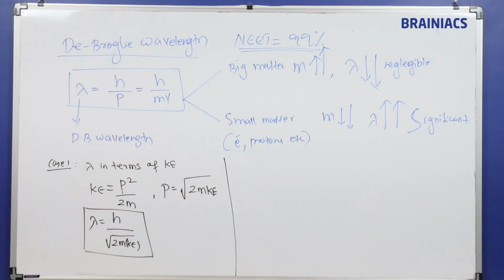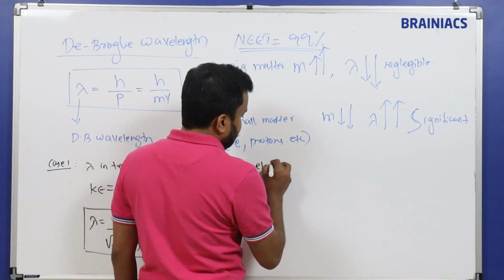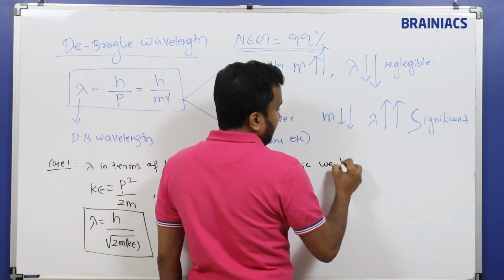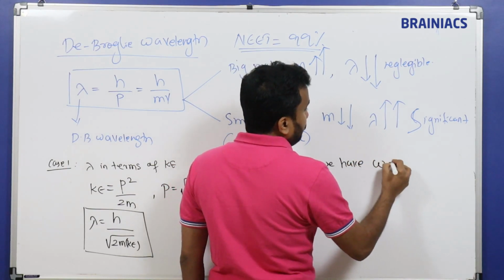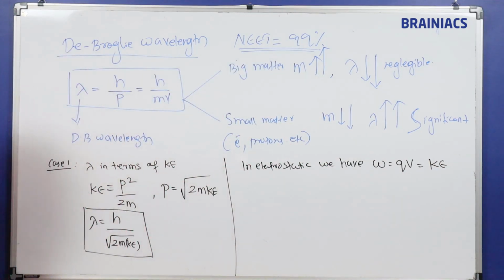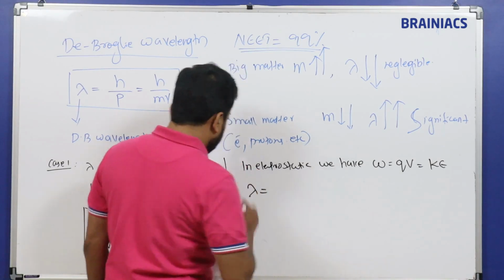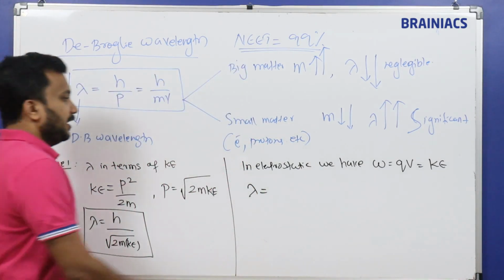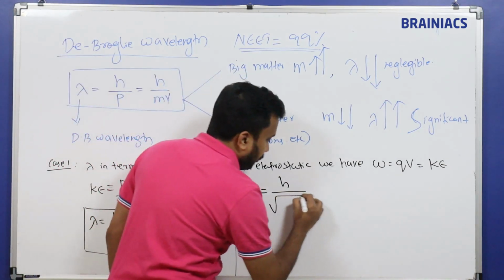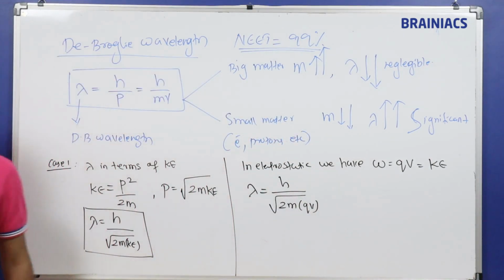in terms of potential. In electrostatics we have W is equal to QV. W is nothing but the kinetic energy, or energy. Energy is equal to charge times voltage. We can substitute here. So what will I get? Lambda is equal to h divided by root of 2m into QV, charge into voltage.